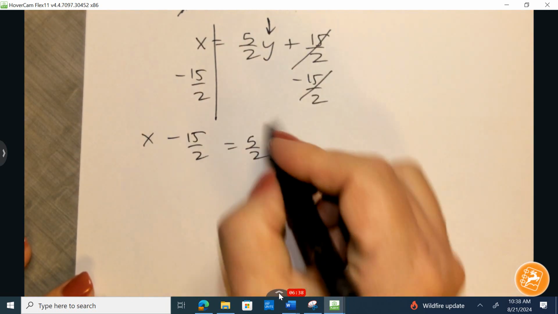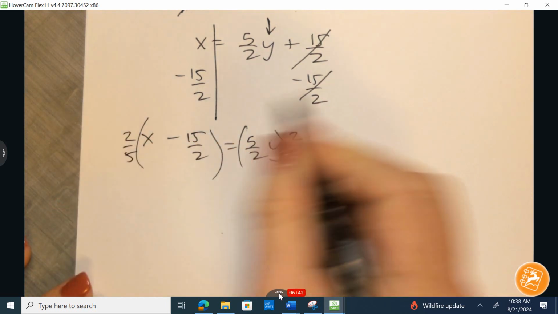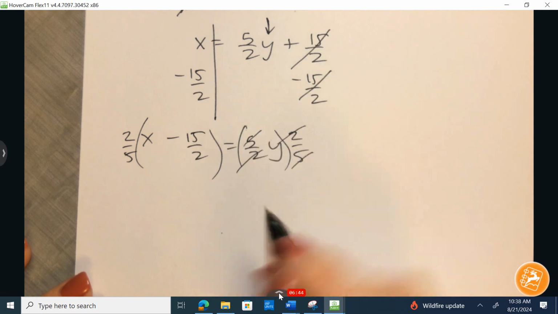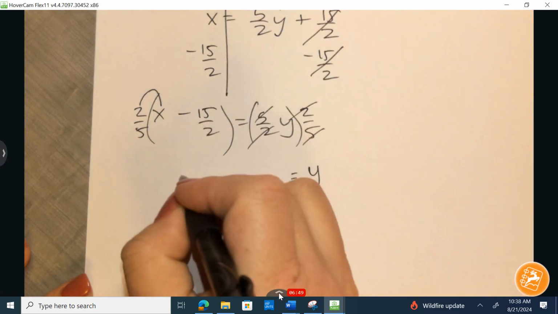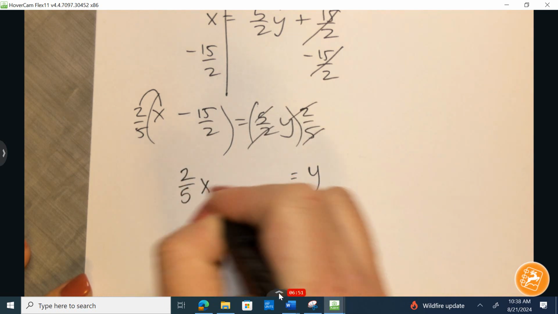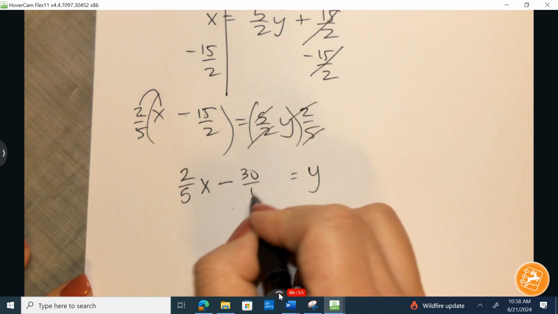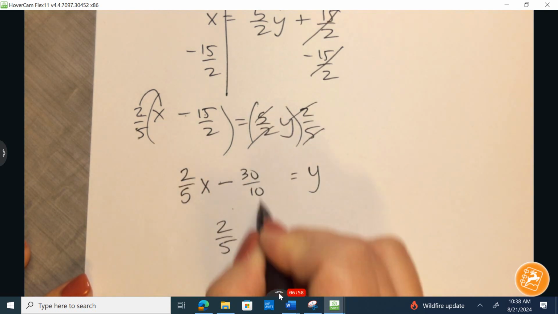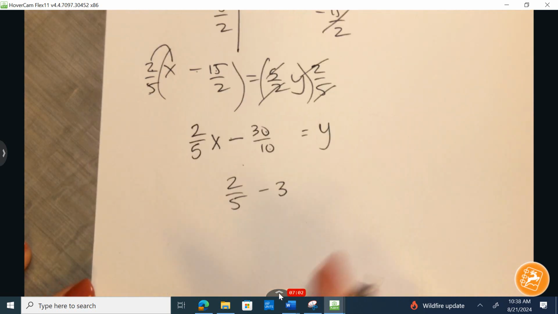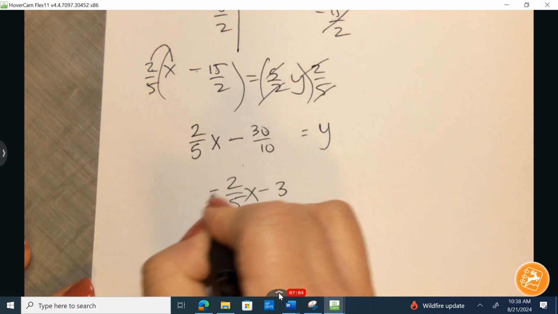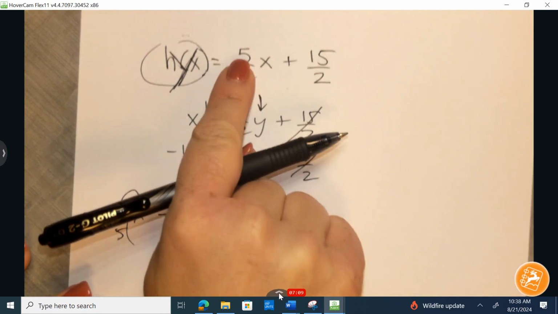Okay, now I'm going to multiply by the reciprocal. Reciprocal does not mean we change the sign. The 2 simplifies to 1, the 5 simplifies to 1, and y is by itself. All right, let's distribute. We get 2/5 x, subtract 2 times 15 is 30, 5 times 2 is 10, and now this simplifies. 30 over 10 is 3. This original function was h of x. Doesn't matter if it goes in the front or in the back, but this is h of x, and we're going to denote it as being the inverse of this original function.